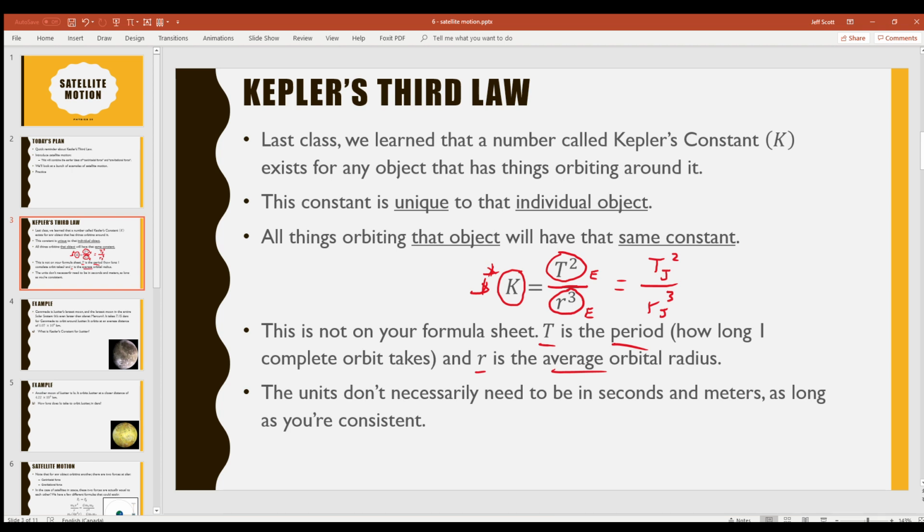We like saying average here. It's not just semantics. It does have a purpose. The average orbital radius is given because orbits actually aren't perfect circles. They're ellipses, or in other words, ovals. So there's times where it's closer to that focus than other times. We just talk about R being the average orbital radius. The units when you use this don't necessarily need to be in seconds and meters as long as you're consistent. So if you had orbital period, for instance, in days, you would make sure that if you're comparing it to anything else, you use that orbital period also in days.